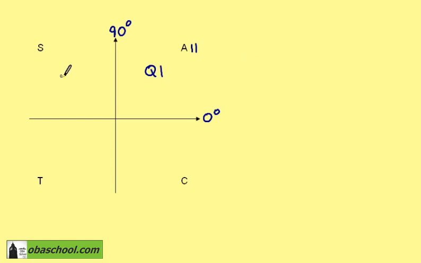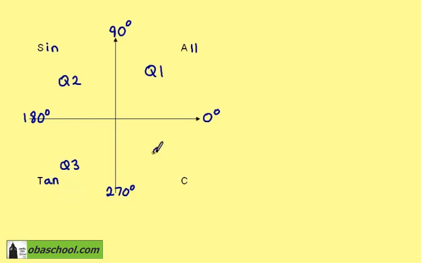However, when we looked at quadrant 2, we found that for angles between 90 and 180, only the sine was positive. The tangent and the cosine were both negative. In quadrant 3, between 180 and 270, only the tangent proved to be positive. The other two were negative.